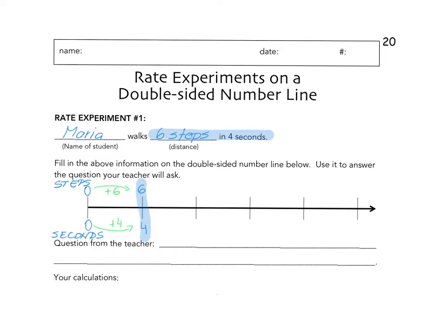And I'm just going to complete the few more lines. So I'm going to keep going plus 6, plus 4. Every time I add 6 steps, I have to add 4 seconds. This is 12, this is 8. I suggest that you pause the video and complete the double-sided number line by yourself, and then continue with the video to make sure you did it correctly.